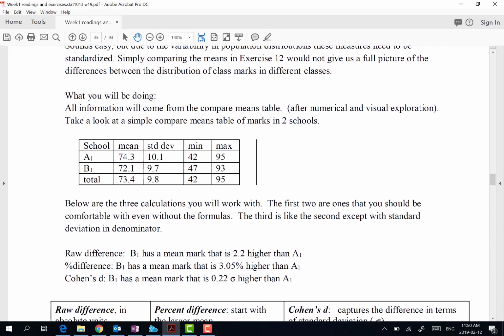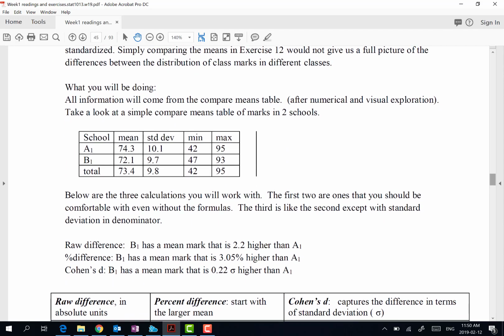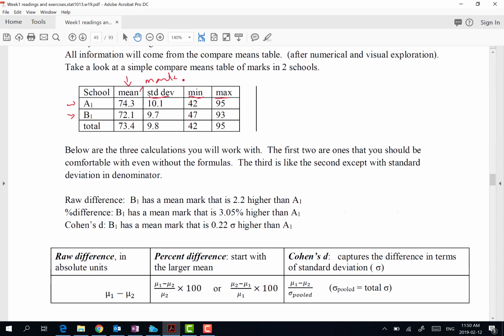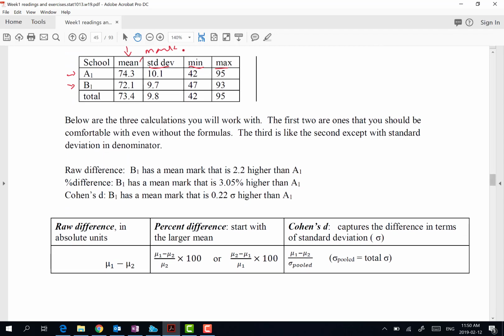And we're going to be looking at a table in which we're going to be comparing means, but we're given other information here. Standard deviation, minimum, maximum, because the marks variable, so this is mean mark, is a measurement variable. So you can calculate the mean, standard deviation, the minimum, maximum, and all kinds of other statistics for the distribution. And so we'll be comparing school A to school B. Mean mark, mean mark.